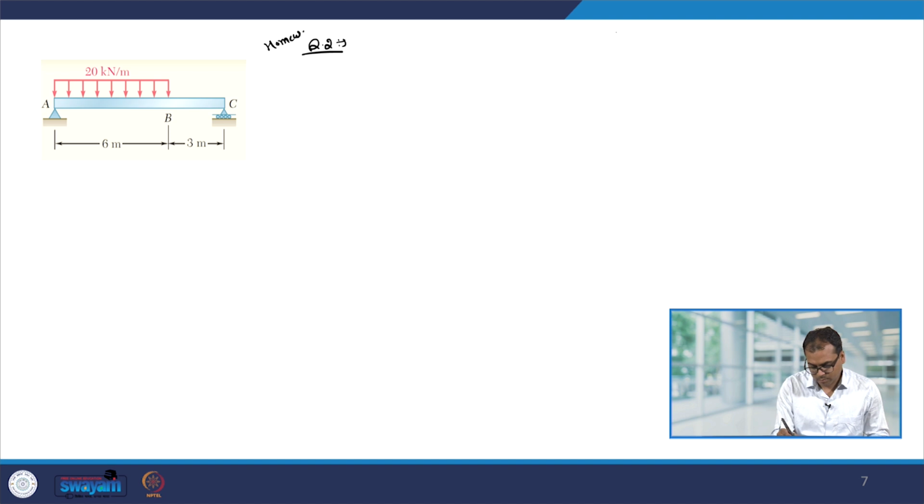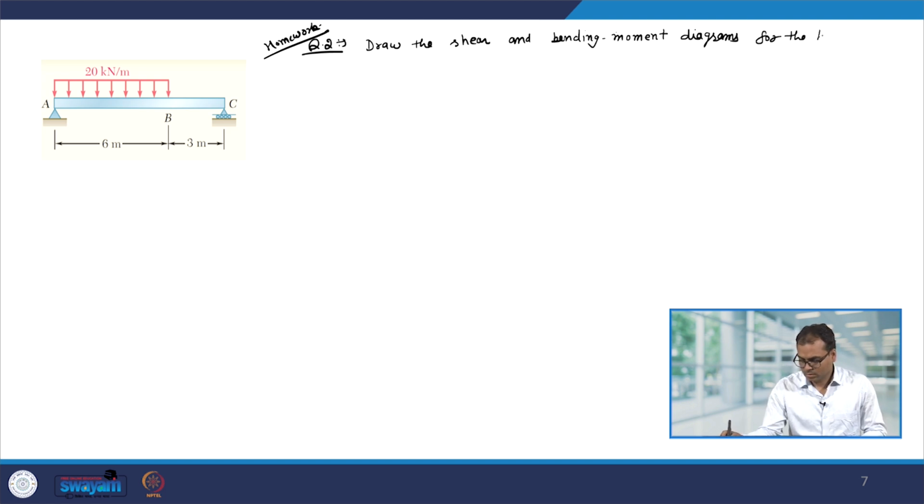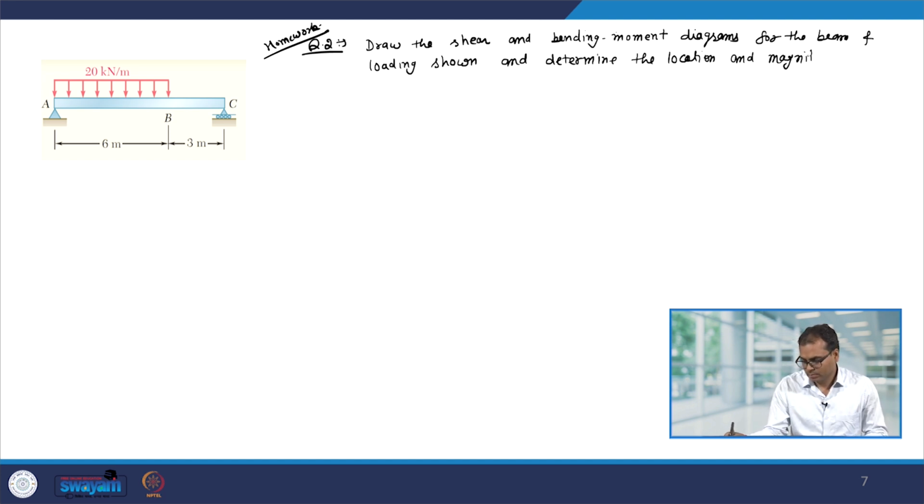So, this is a homework problem. Draw the shear and bending moment diagrams for the beam and loading shown, and determine the location and magnitude of the maximum bending moment.